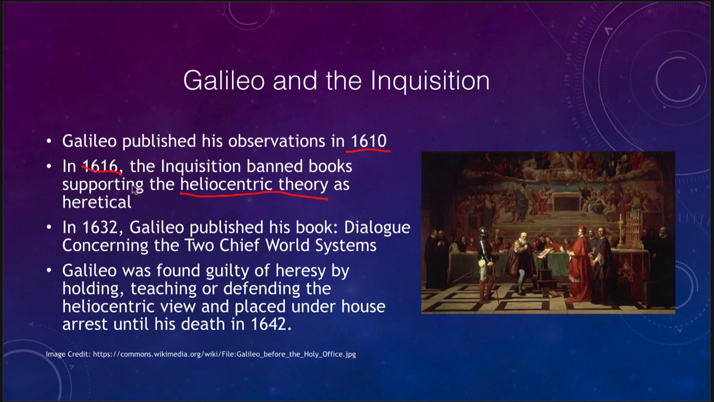He had been working on motion and discussing how objects moved. But in 1632, he published his book, The Dialogue Concerning the Two Chief World Systems, which was written as a debate between supporters of the geocentric and the heliocentric universes. And because of that, he was tried and found guilty of heresy for holding, teaching, or defending the heliocentric view, and was placed under house arrest for the rest of his life until he died in 1642.